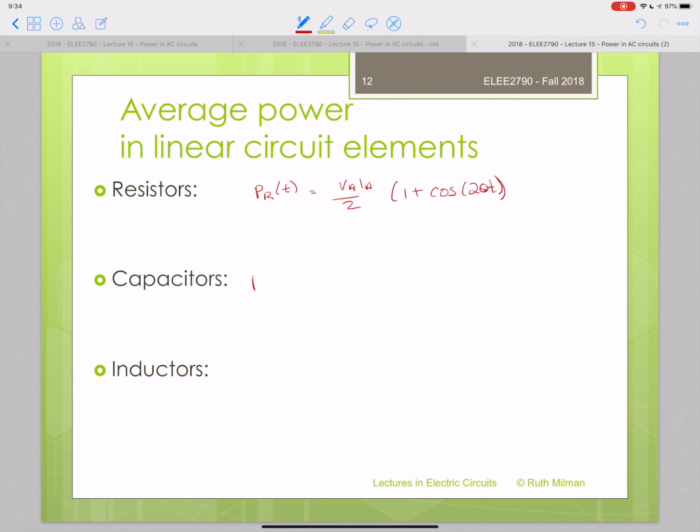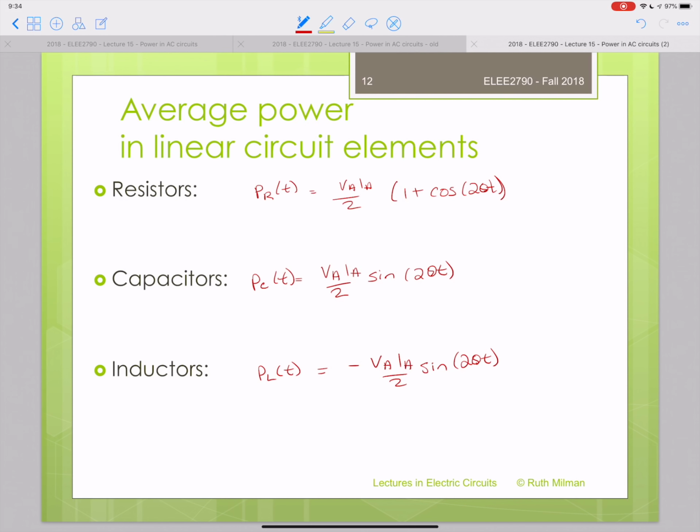For a capacitor, our instantaneous power is simply equal to VA IA over 2 times the sine of the phase shift, but of course that's just equal to -1, which gives us our positive sign, times the sine of 2 theta t, the moving part. And lastly, for an inductor, it looks a lot like a capacitor. We have the same thing with a minus sign, so minus VA IA over 2 times the sine of 2 theta t.